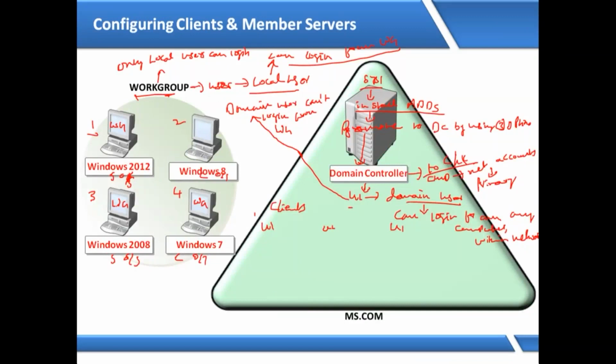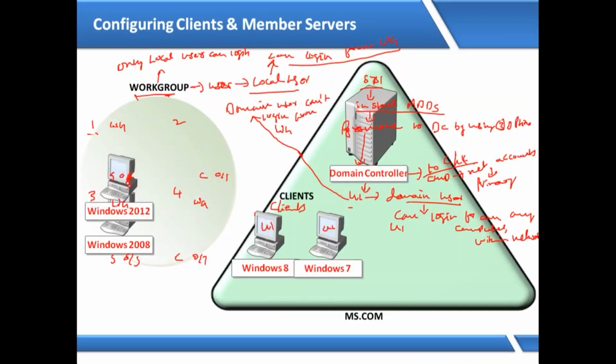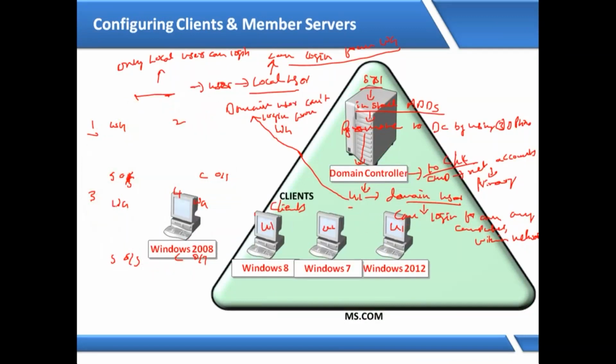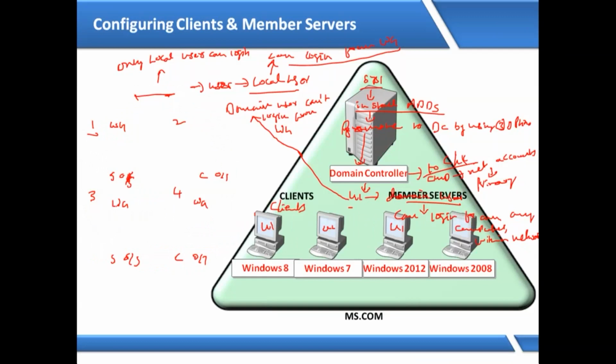Okay, I hope you are following now. So if these machines are joined, depending upon the OS, in Windows we have two types of OS. So we have two names. A computer which is joined into the domain with the client OS, then that computer is called client. A computer with server OS joined into the domain, then it is called member server.